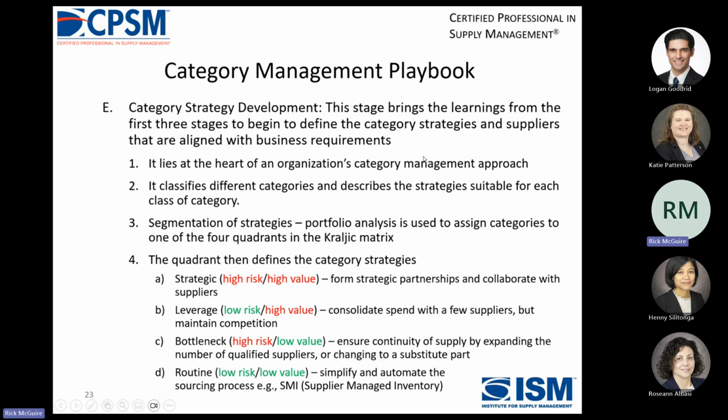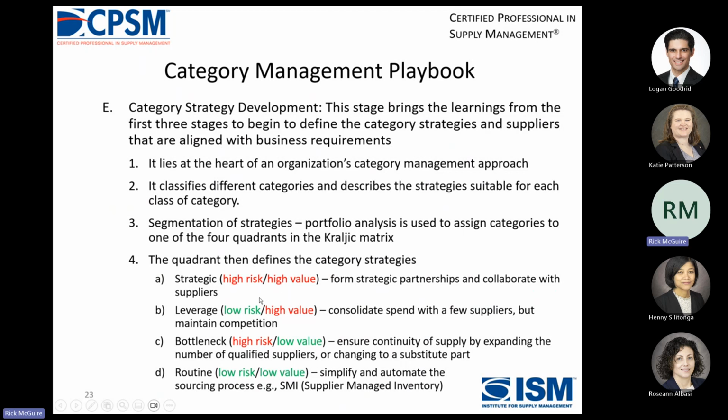Now we want to look at strategy development. It brings the learnings from the first three stages to define the category strategies and suppliers that are aligned with the business requirements. It lies at the heart of the organization's category management approach, and it classifies different categories and describes a strategy suitable for each. So you're basically segmenting your portfolio of suppliers on which ones you're going to spend time with and which ones you're not.